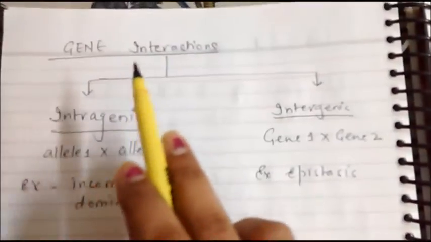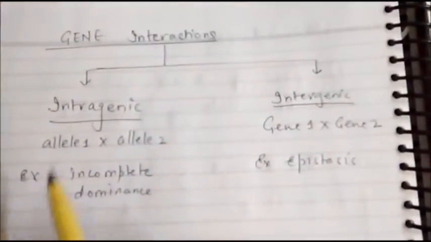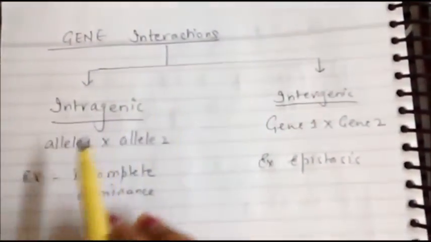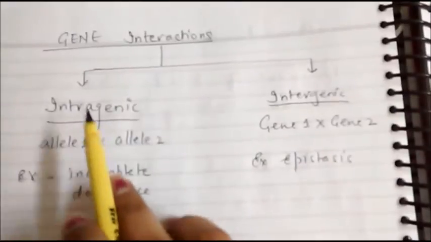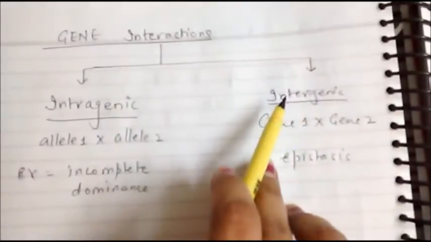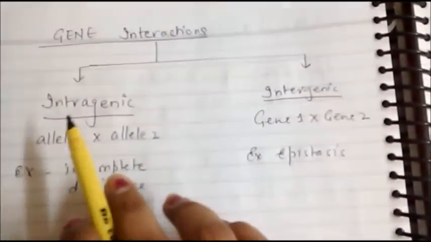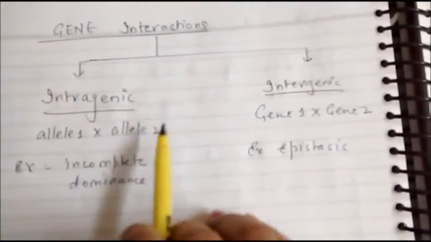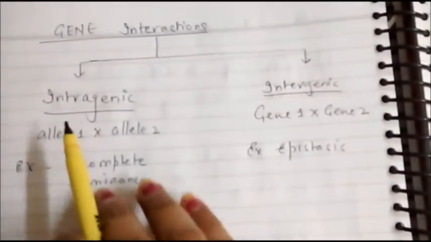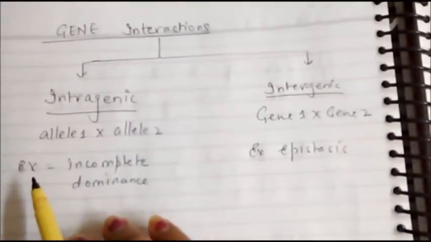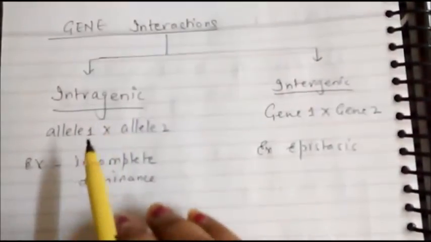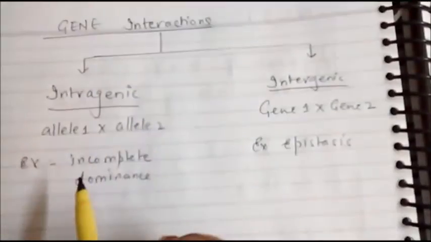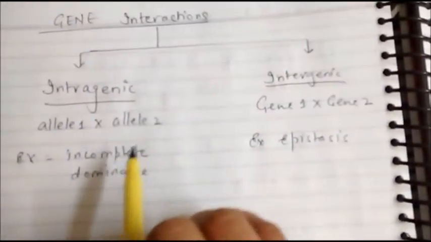Today we'll be studying about gene interactions. Gene interactions are of two types, one intragenic and the other one intergenic. Intragenic means, let's say if we have allele 1 and allele 2, when the interaction takes place between the alleles, then we call it intragenic. The example of intragenic interaction is incomplete dominance.